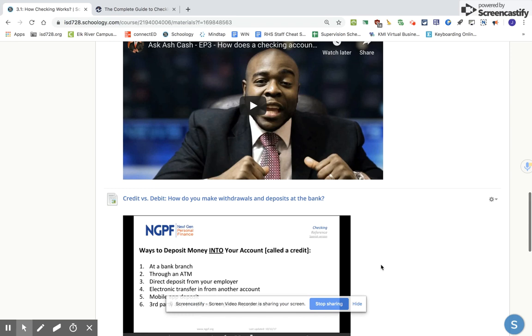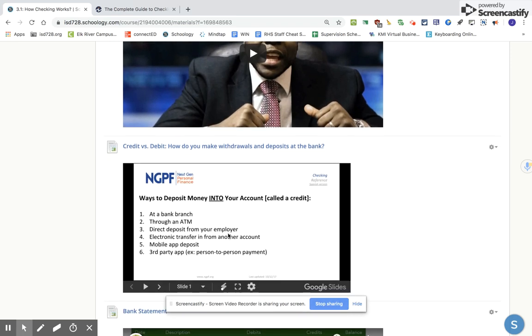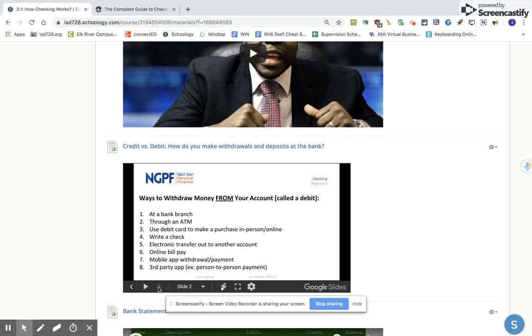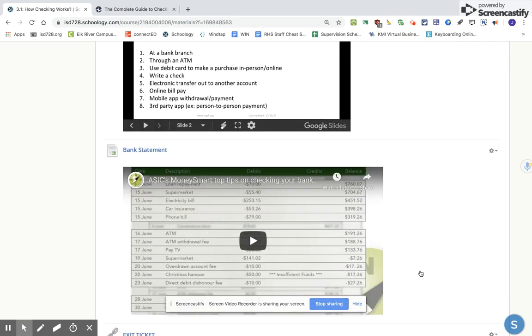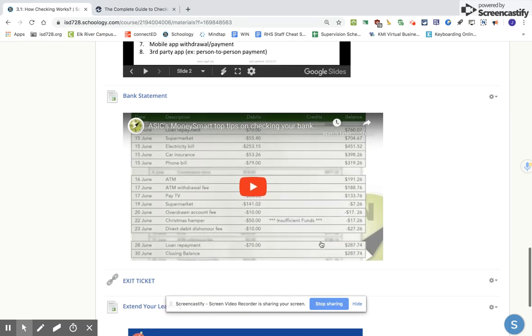Below, this is talking about credit and debit. And so ways to deposit money. And then the next one is ways to withdraw the money. Another quick way, we're going to actually do an activity later that goes through how to reconcile a bank statement. So you want to watch this, and we will come back to this activity later.